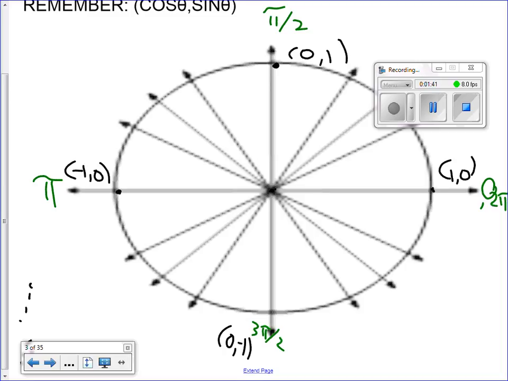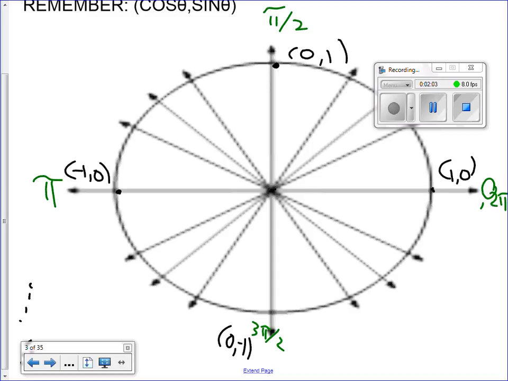If you're not getting this, please tell me. I can just explain it. So the x is the cosine of that angle, and the y-coordinate is the sine of that angle. Just try one more. How about the cosine of 2 pi? 1. Okay, cosine is the x. 1.